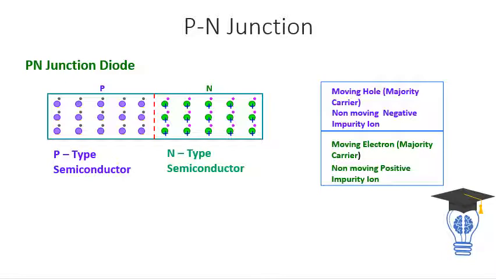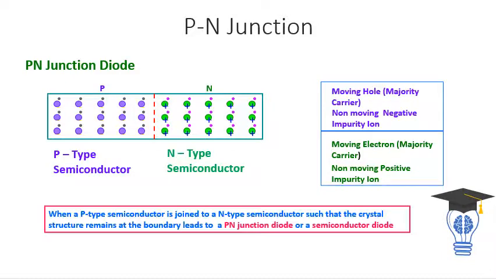If a p-type material and an n-type material are brought nearer at a junction, then we can create a PN junction diode, or a semiconductor diode. How the junction is formed when we bring them together, we can see in the next slide.